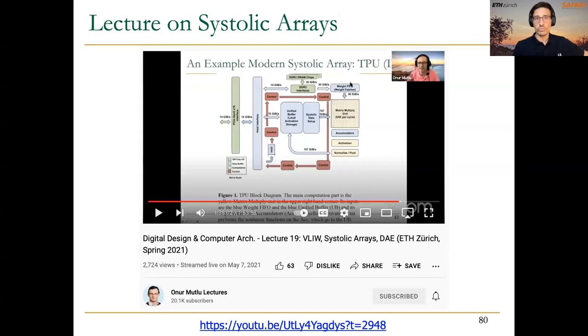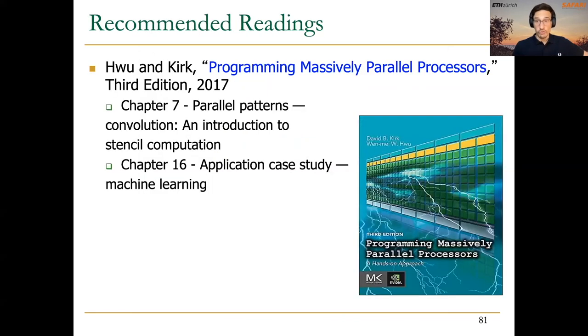So if you want to learn more about systolic arrays, I would recommend this lecture from Professor Mutlu. And if you want to learn more about convolution on GPUs and also machine learning on GPUs, please take a look at chapters 7 and 16 in the book Programming Massively Parallel Processors.